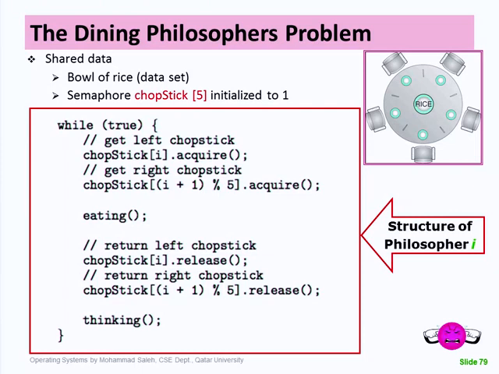Is acquire atomic or not atomic? Acquire is one of the two operations on a semaphore, and it's atomic. We assume it is an atomic operation. So we can't have a context switch during the execution of this acquire. However, in between acquires, can we have a context switch? We can, right?